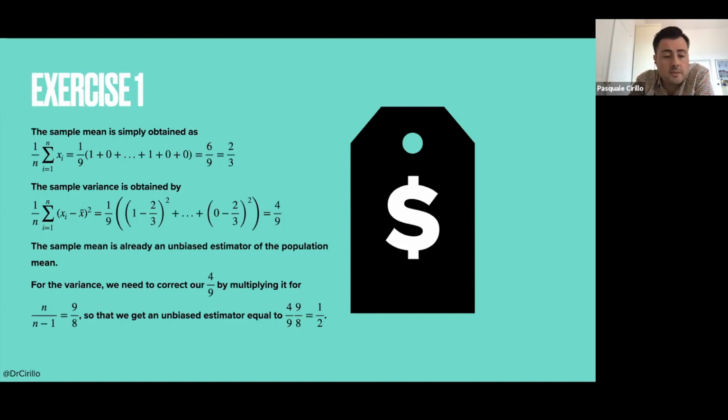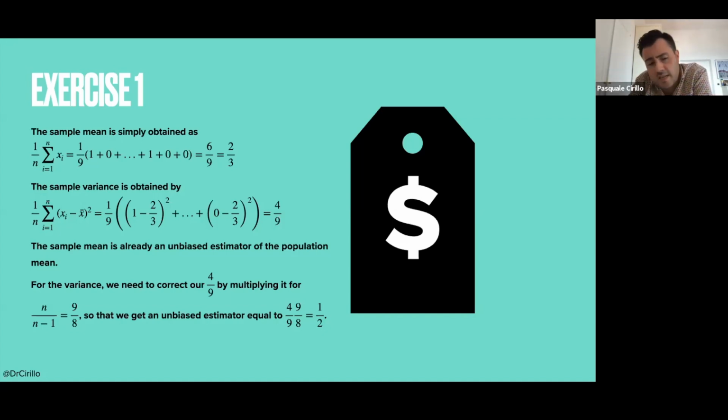If I do that, this number is 9 over 8. And if I apply 9 over 8 to 4 over 9, that is my sample variance, just consistent but not unbiased, I get an unbiased and consistent measure of variability, which is 1 over 2. So my unbiased variance from the sample is 1 over 2 when we consider the sample correction.